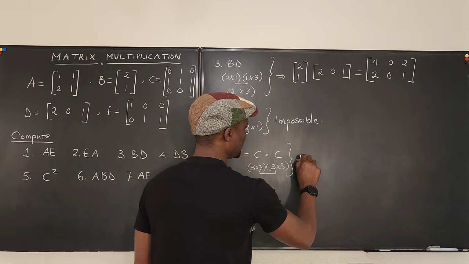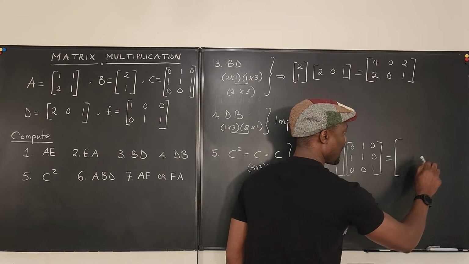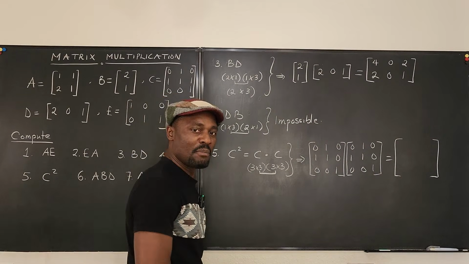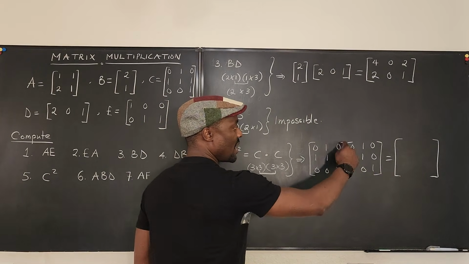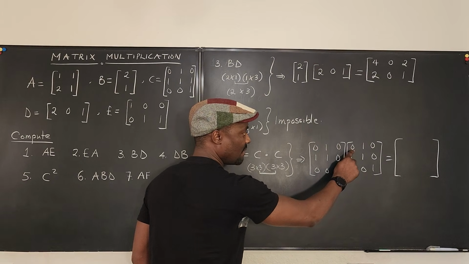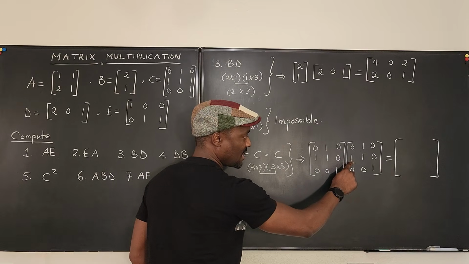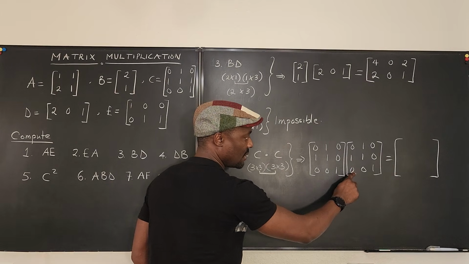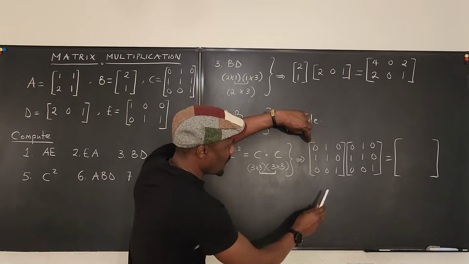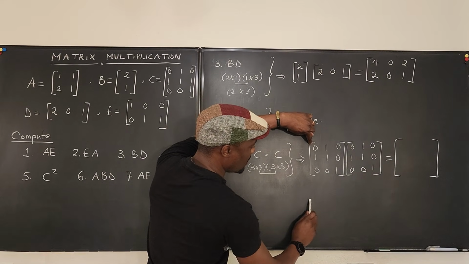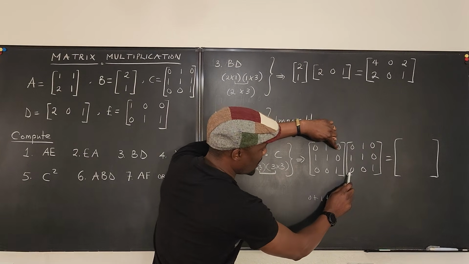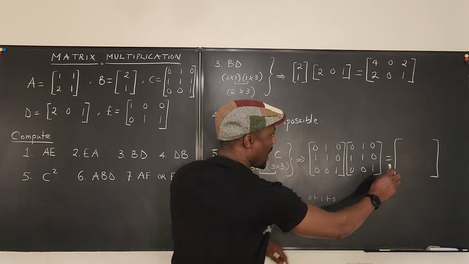Okay, let's do this. This implies, okay, but now we're going to do all the calculations ourselves. Remember, you take the first row and multiply down, where the first multiplies the first, the second multiplies the second, the third multiplies the third, and you add all of them together, and that's what stays here. So let's go. 0 times 0 is 0, plus 1 times 1 is 1, plus 0 times 0 is 0. So what I have here is 1.